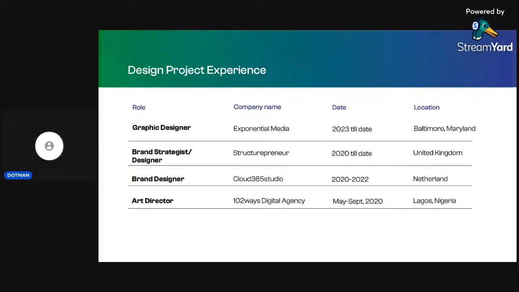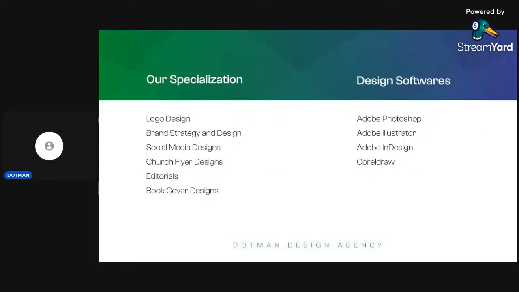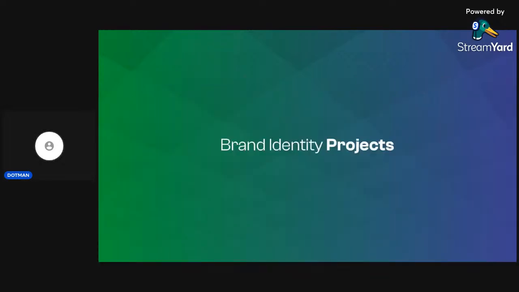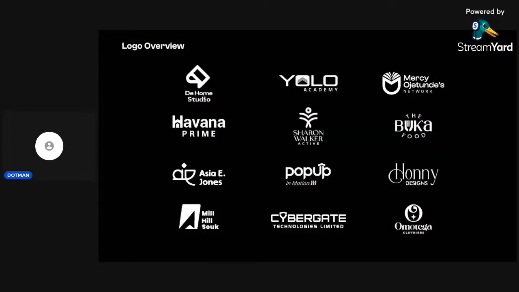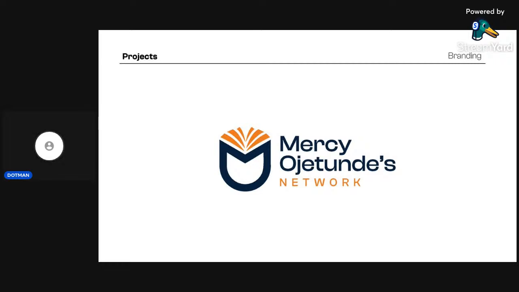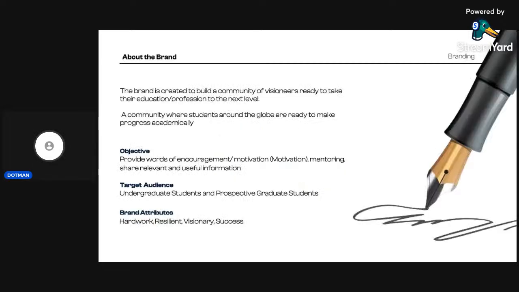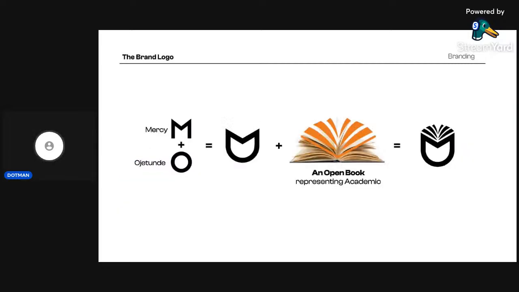So this is my design project experience, right? My specialization, design software, brand identity project. This is an overview of the brand identity projects that I handle. This is a logo overview. We have 12 brands here. Trust me, I've probably worked with about 30 or 40 brands, right? Now, this is a project that I did about 2 or 3 years ago. This is about the brand.